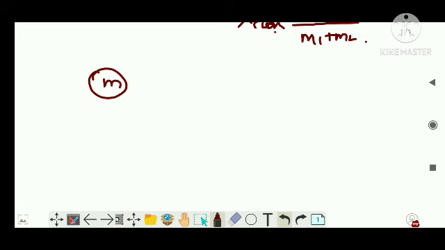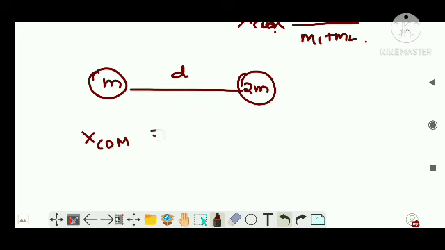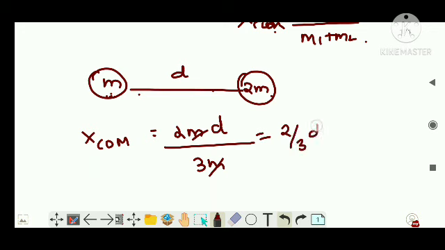I'll do a small problem with the same criteria. Let's say this is m. There is another mass 2m. Let's say they are at a distance d from each other. So what is the location of the center of mass from this mass m? If this m is taken as origin, the equation is: this guy, that is 2m, the distance between these guys is d, divided by 2m plus m, which is 3m. So you can straight away write it as 2 by 3 d. That is the center of mass from here. So this 2 by 3 d is larger, so it will be here. The center of mass is 2 by 3 d from this guy.